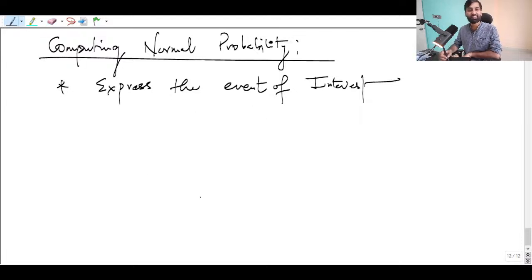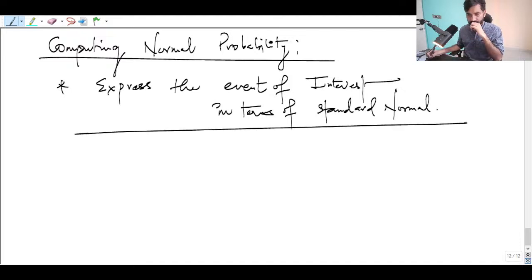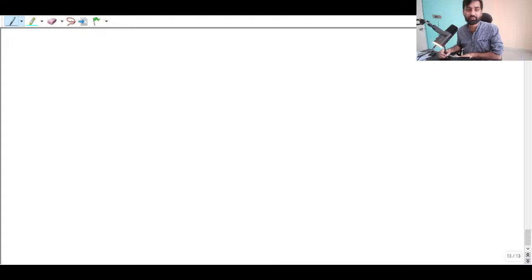Now you may be thinking, sir, ये event क्या है? अरे whatever inequality, whatever is inside that probability of something, that is the event only. Any random variable taking some values, greater, equal, they are events only, right? So express the event of interest in terms of the standard normal. Let me take one question, just to explain.